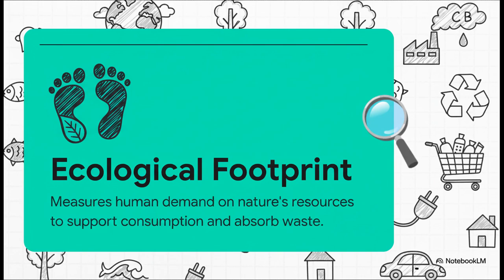So, how do we measure our own pressure on the planet's carrying capacity? We use a tool called the ecological footprint. It's a really clever way of calculating how much of the planet's resources are actually needed to support your lifestyle. You know, the land to grow your food, the materials to make your stuff, and the forests needed to soak up all your carbon emissions.